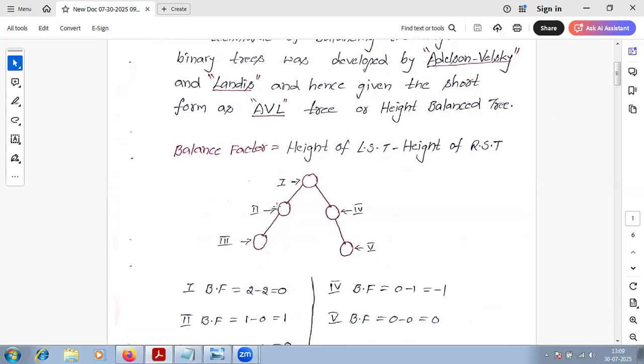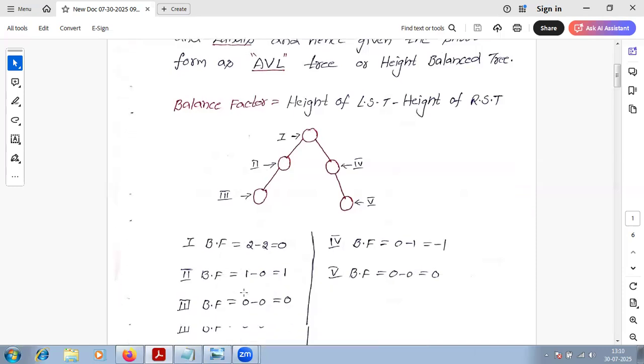Now, check the balance factor of the second node. See, what is the height of the left subtree? Only one node is there, one leaf node. That means how many links are there? Only one. That means 1 minus. Is there any right subtree for this node, node 2? No, there is no right subtree. That is 0. 1 minus 0 is 1. It is also within the range of our values.